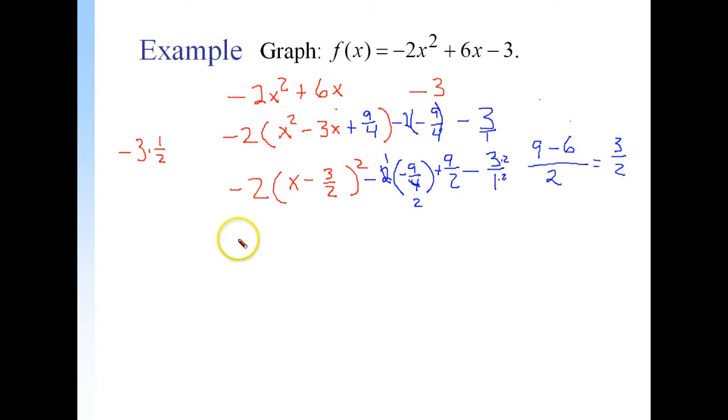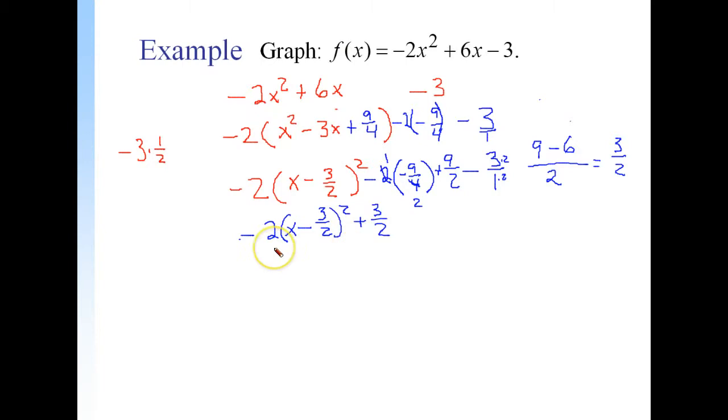So let's write this all out. So -2x minus 3/2 the quantity squared plus 3/2.